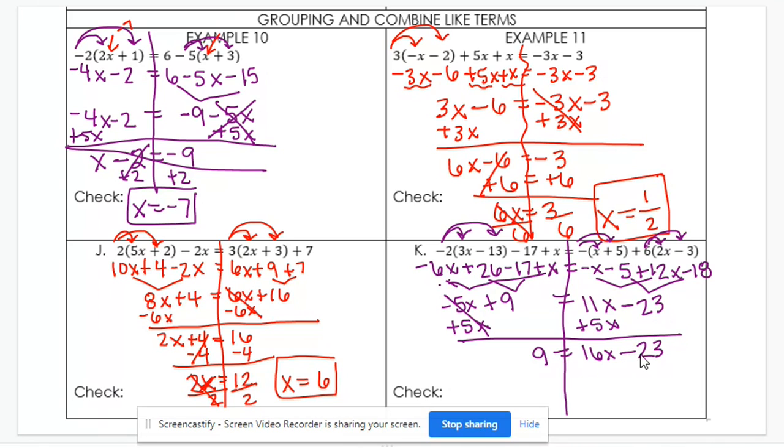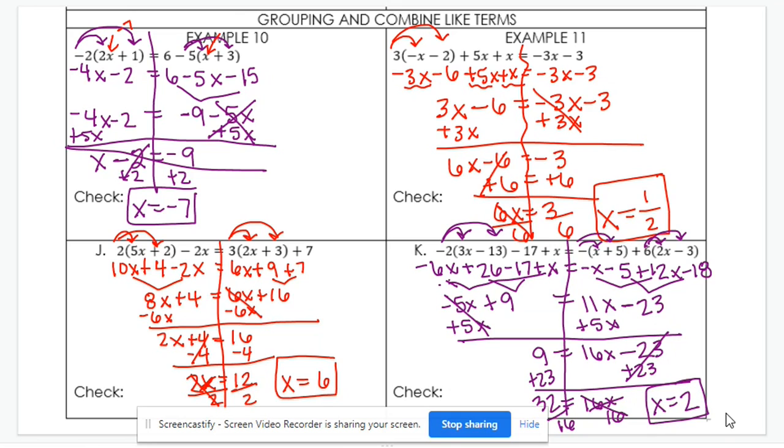I have constants on both sides, so we're going to move the one that's on the side with the variable by adding 23. Positive and negative 23 cancel. I'm left with 16x. And on the right, I have 9 plus 23, which is 32. Last step is to divide by 16. And 32 divided by 16 is 2.